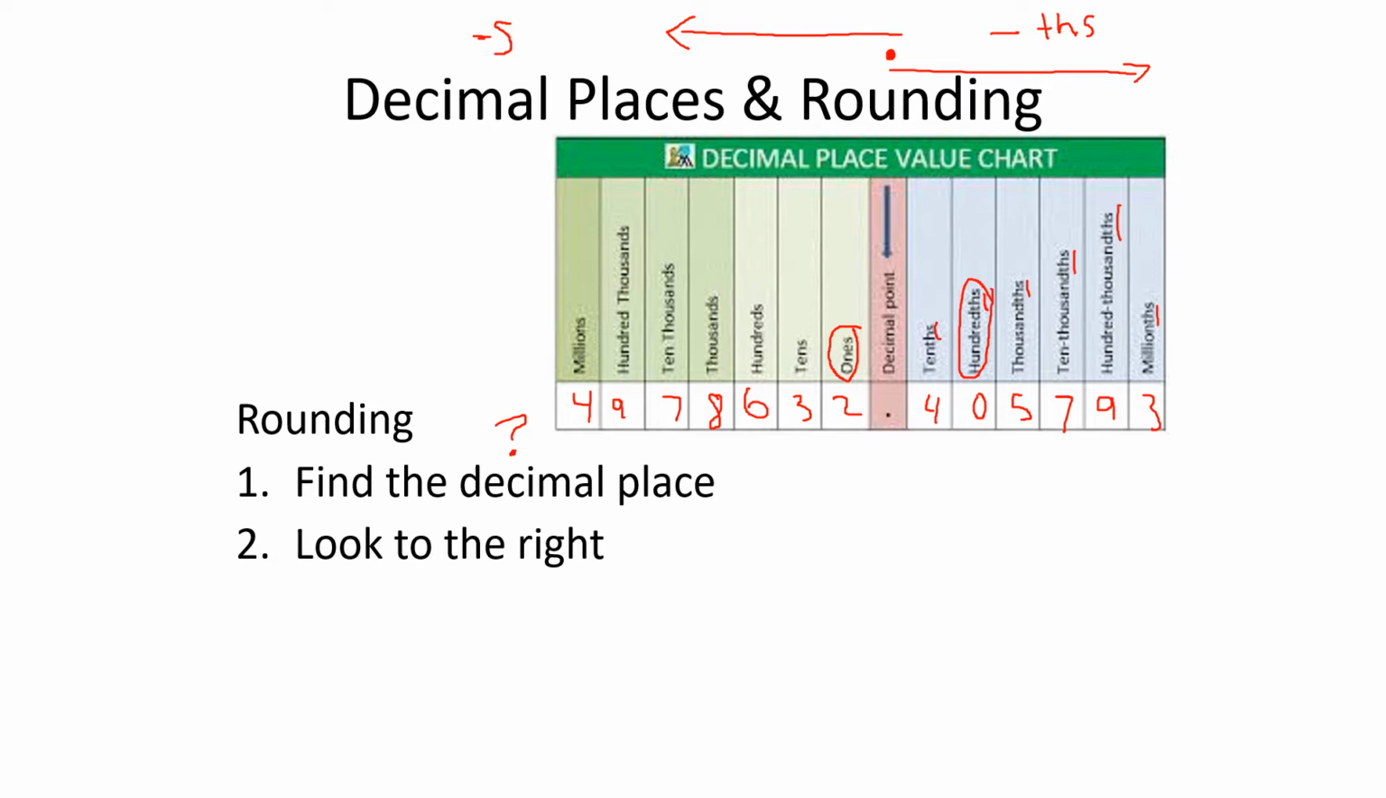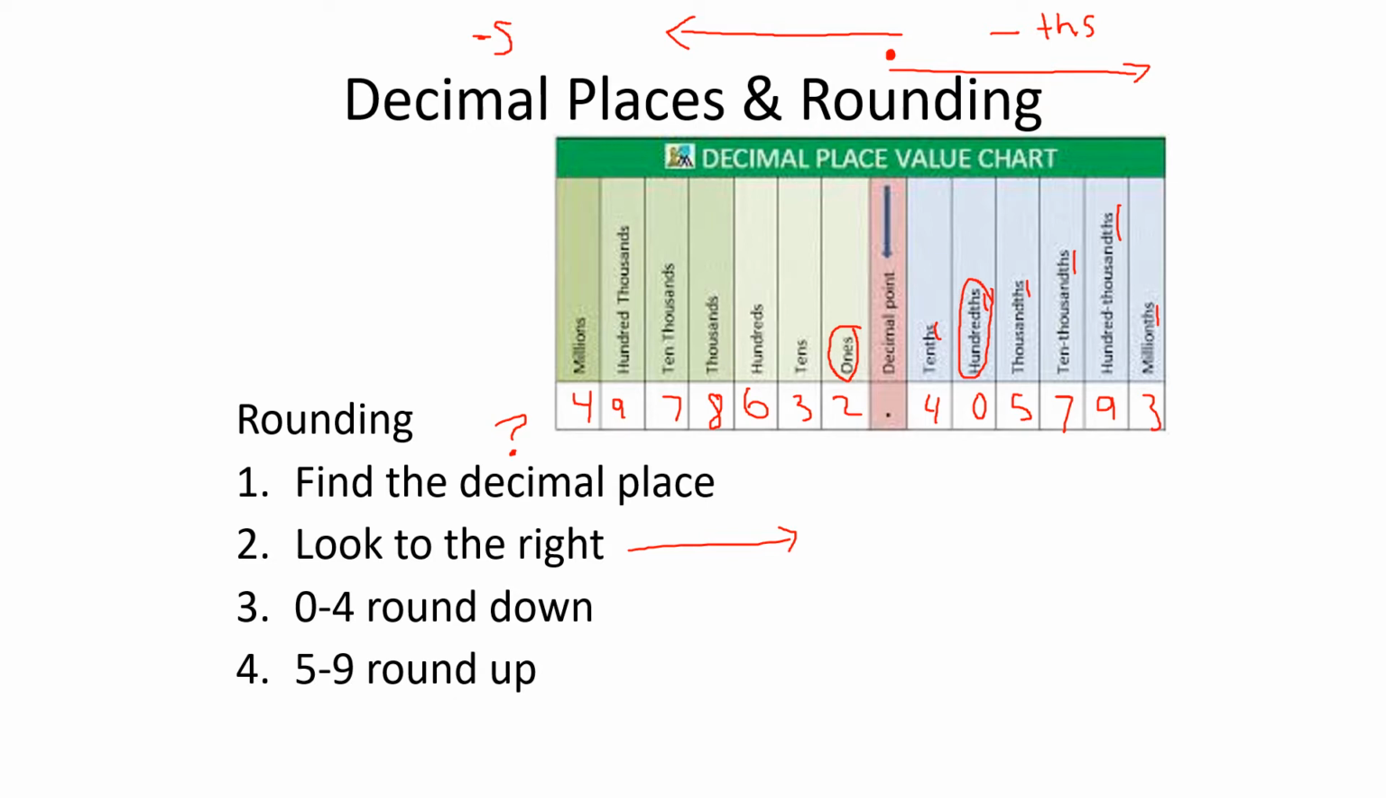But to determine if you round up or down, you're going to look to the right of the decimal place. So you've got to look one decimal place over to the right, and that number will determine if you round up or down. If it is a 0 through 4, you're going to round down. So the number in question stays the same, and everything after it becomes a 0. That's how we round down. If the number to the right is 5 through 9, we're going to round up. That means the number in question increases by 1, and everything else after that is 0. So you guys ready to do some rounding?